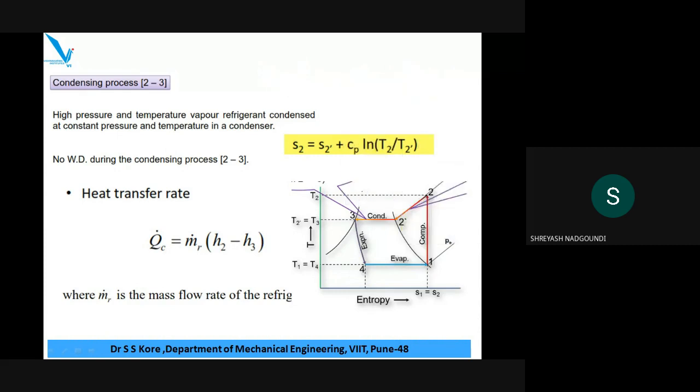Okay. So this is about the condenser. Yes, any doubt?